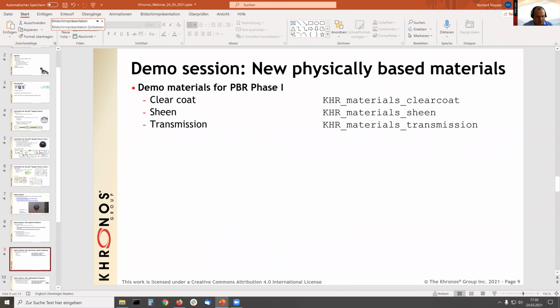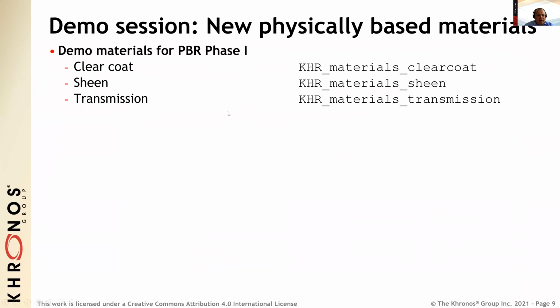I would like to show the new materials. The Khronos Group decided that we are not giving all extensions on new materials in one big blob to the community. The goal was to do it step by step, and I would like to show you clearcoat, sheen, and transmission. On the left you see the names, and on the right are the official extension names.